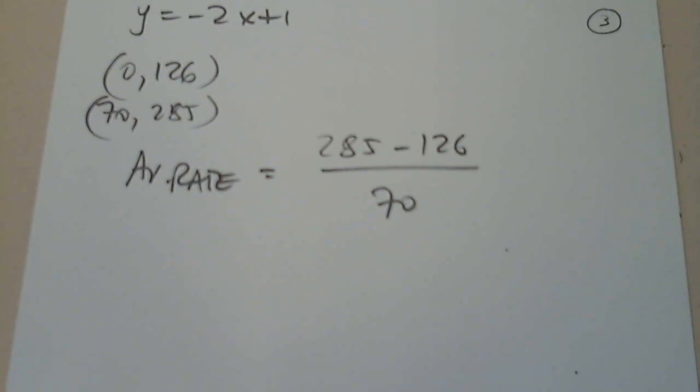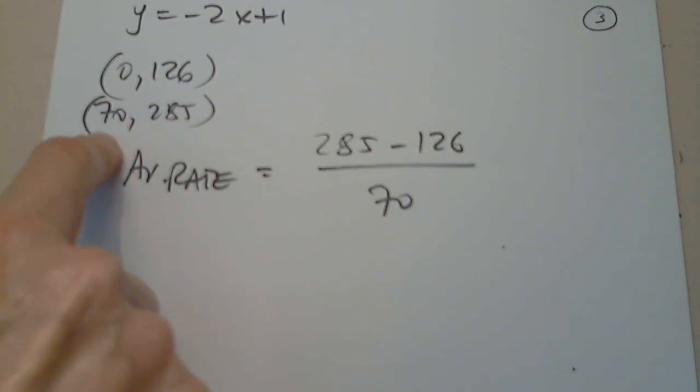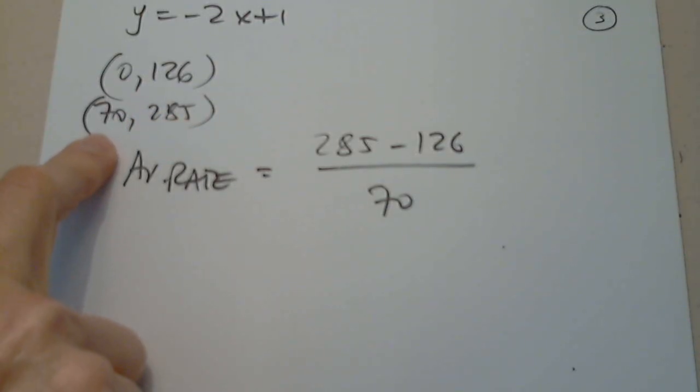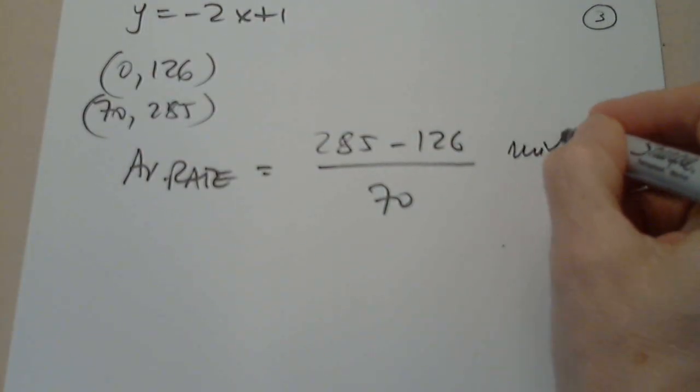It has to be in millions per year. Millions come from the y variable. That's the measurement unit for the y variable. And year is the measurement unit for the x variable. So it's going to be millions per year.